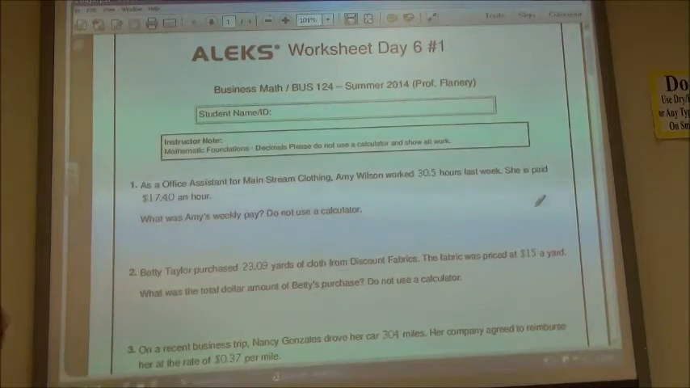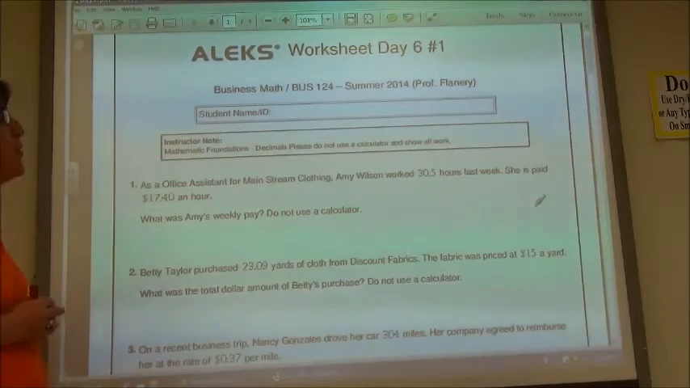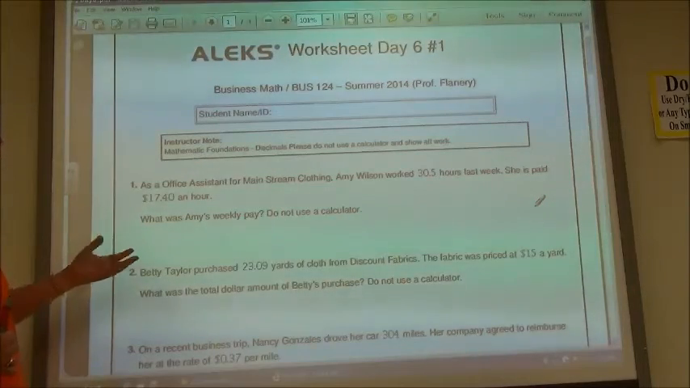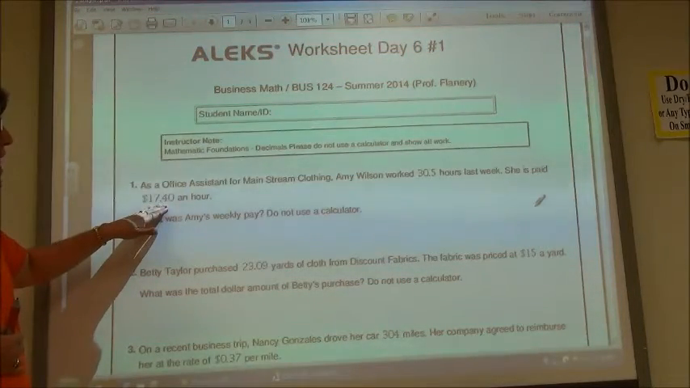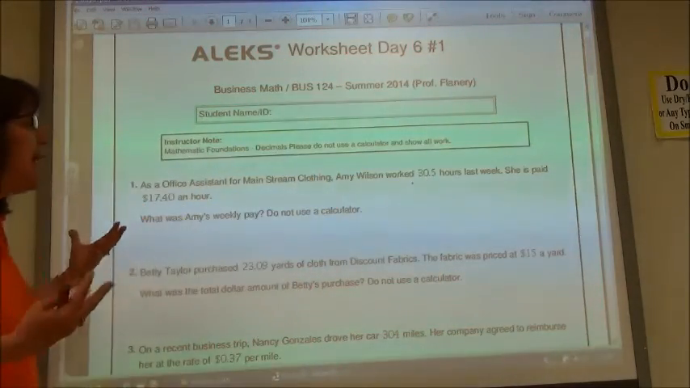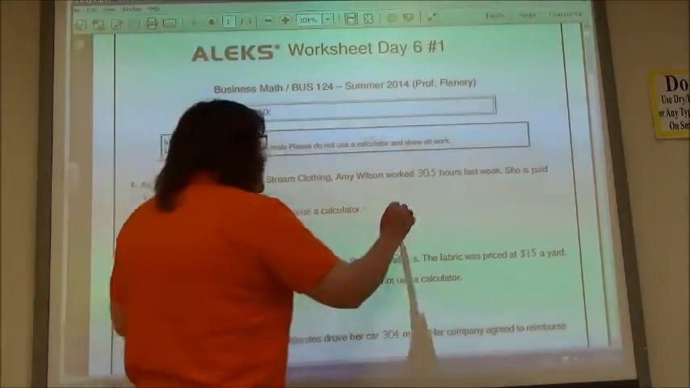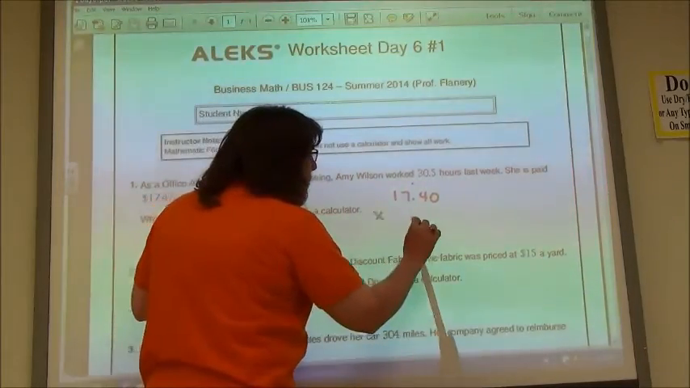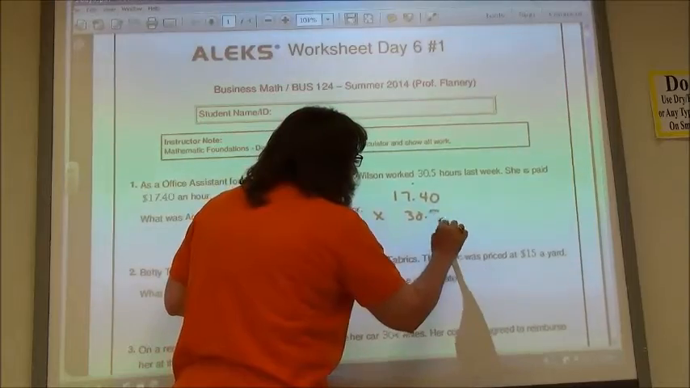It says, as an office assistant for Main Street Clothing, Amy Wilson worked 30.5 hours last week. She's paid $17 an hour. What is her weekly pay? So if we're going to calculate that, she gets $17.40 for every hour she works. She worked 30.5 hours. We're going to end up having to multiply. So we have $17.40. We're going to multiply it by the 30.5.